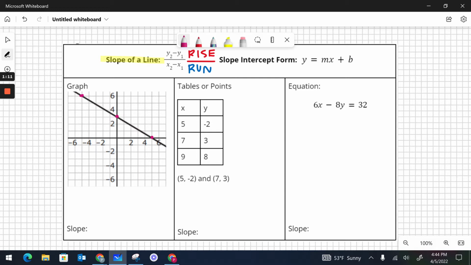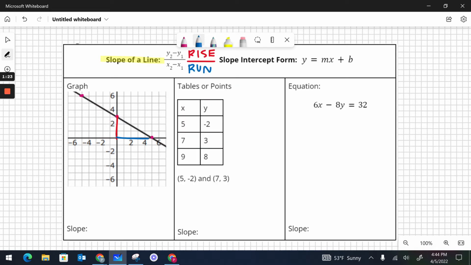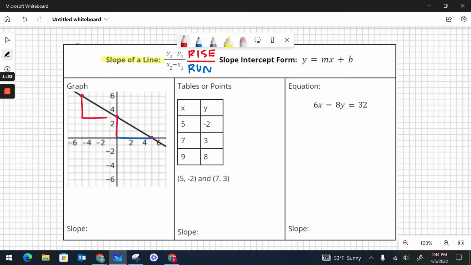Then I can imagine or draw in a right triangle to help me see the rise and the run. There's one slope triangle, or I can do a similar slope triangle here. There's the rise, and here's the run. Then I can count the units. So for these slope triangles, the rise is how much it's going up or down. So that's 1, 2, 3 units. So the rise is 3.